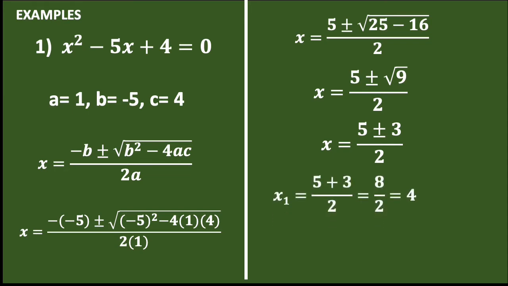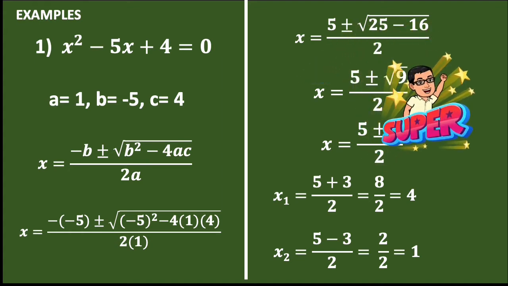X sub 1 is equal to 5 plus 3 divided by 2, which is equal to 8 divided by 2, and 8 divided by 2 is 4. And that is our x sub 1. What about x sub 2? 5 minus 3 divided by 2 is equal to 2 divided by 2 and is equal to 1.